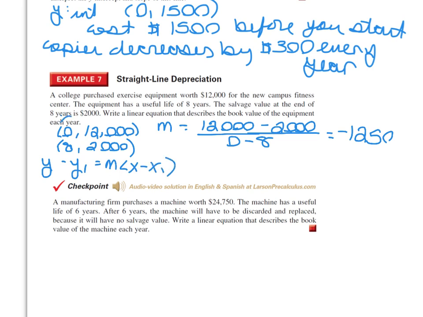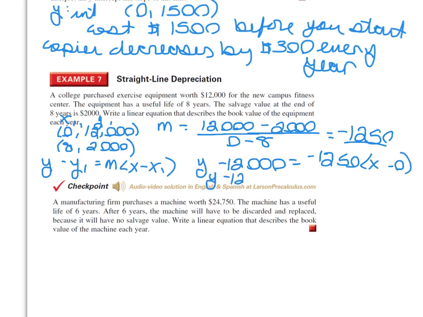Now I'm going to use the point-slope form of the equation to solve this. So I'm going to say this is x1, this is y1. So now I've got y minus 12,000 is equal to my slope, which is negative 1,250, times x minus 0. That's why I picked that one. So y minus 12,000 is equal to negative 1,250x. So my equation is negative 1,250x plus 12,000. And that gives me my equation.